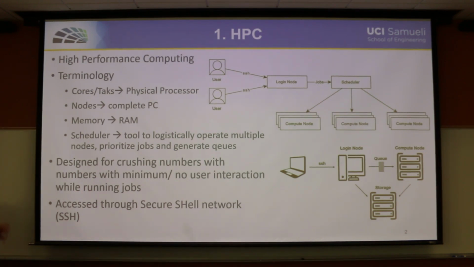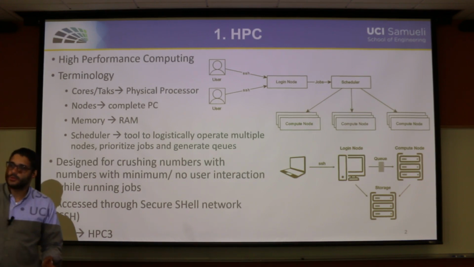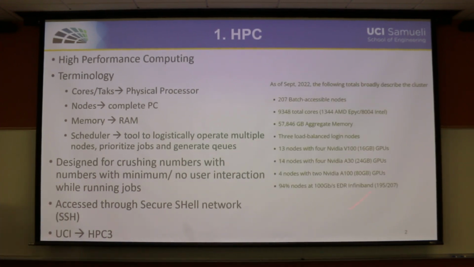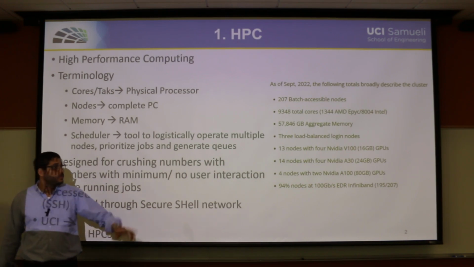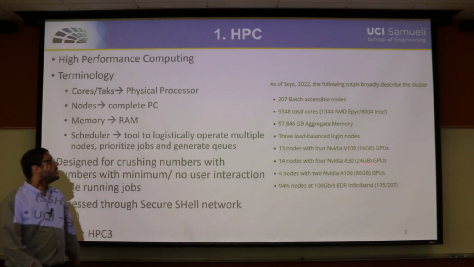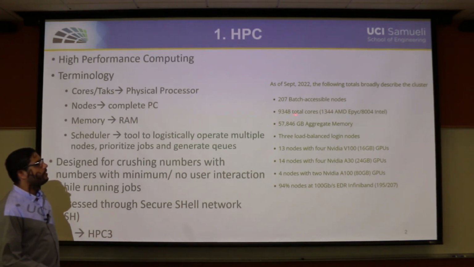Now, this is a very brief explanation of what the HPC is, and to be able to explain it more, I will show a roadmap for how to execute Fluent on an HPC. But before doing that, I would like to mention that UCI has a very good HPC. It's called HPC3 now, and these are its specs. It has 2,000 batch accessible nodes, which are the compute nodes. These are not interactive nodes, as I said. And they have around 9,000 total cores.